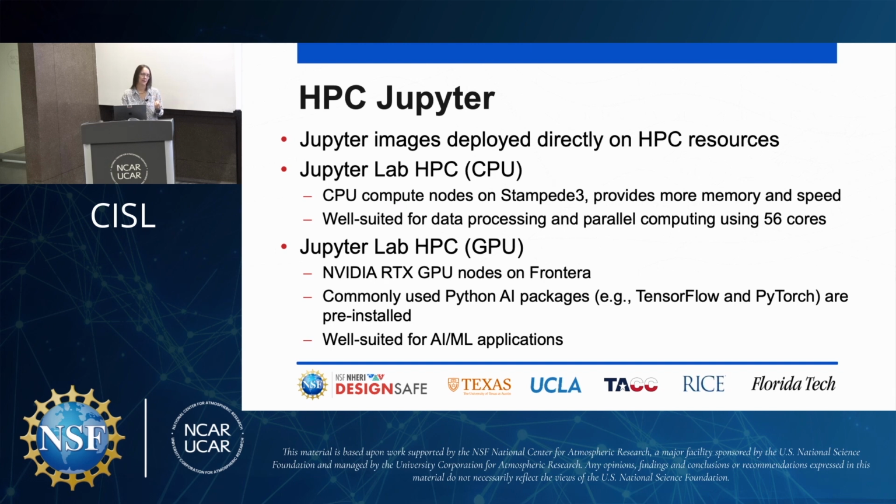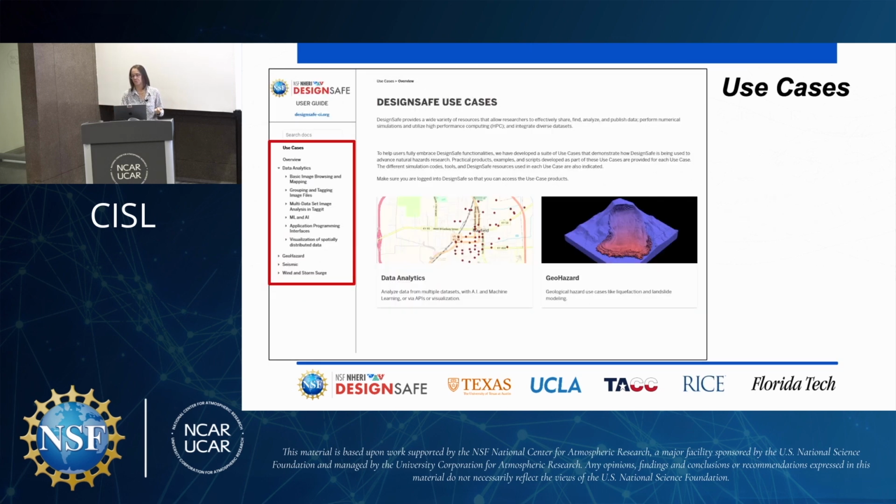Now the question then becomes, with all of these different bells and whistles, how do we demonstrate the possibilities to the research community? And that is through a bunch of use cases that we've developed with different researchers. And we have a very diverse potential user group, right? Hurricane people and earthquake people do very different things. So we've tried to develop use cases that span the range. Of course, everyone's into data analytics here, but we have geohazards, earthquake work, wind and storm surge, and so there's a bunch of different examples of how people are using DesignSafe.